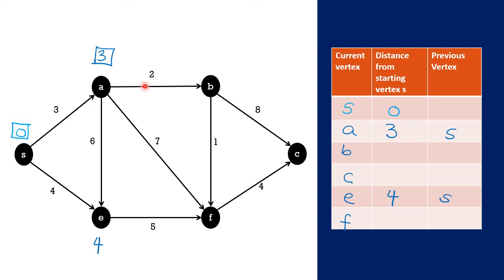Next, what about B? So that's 3 plus 2. So the distance is 5. Next, of F, so that's 3 plus 7. So that's 10. Okay, let us now write that. So B5, F is 10. The previous vertex A, right? And then again, we will look at the adjacent. And what will we box? The one with the smallest number. So in this case, that's E.